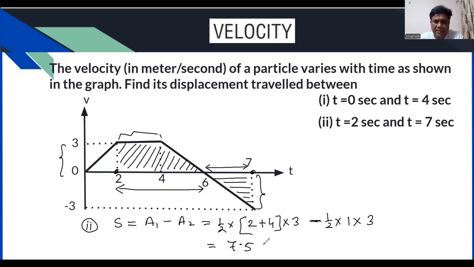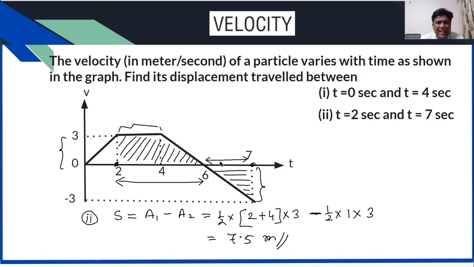I hope everybody is correct, because all are getting the same answer. I have not done the calculation part. So good, great going. Now calculate the distance between t equal to 2 and t equal to 7.